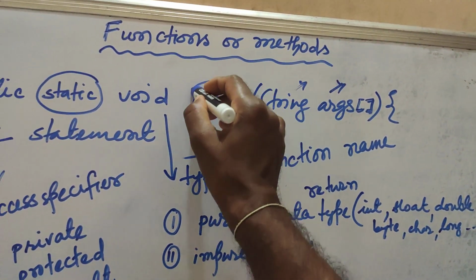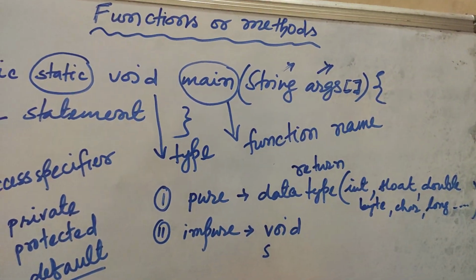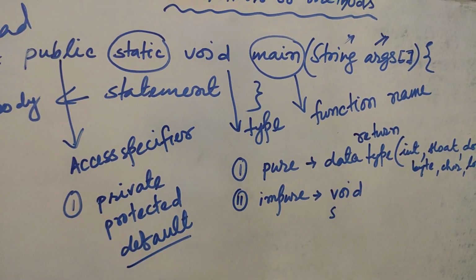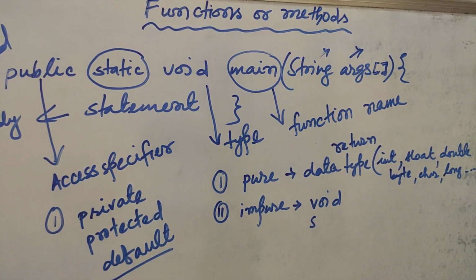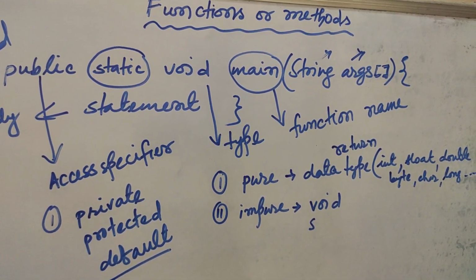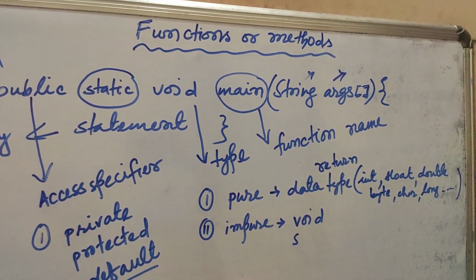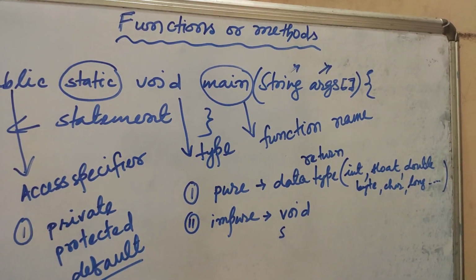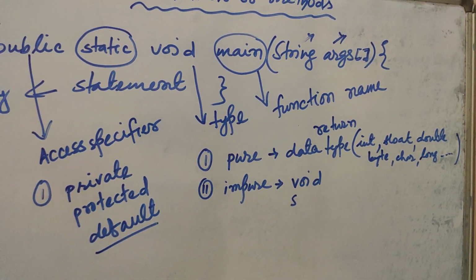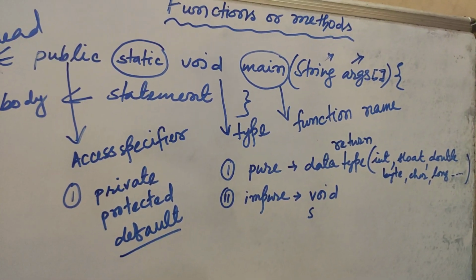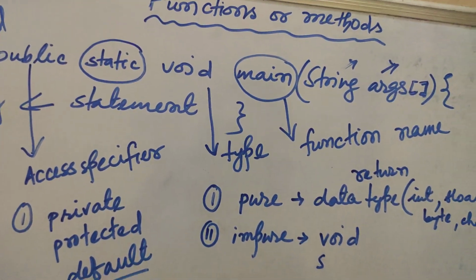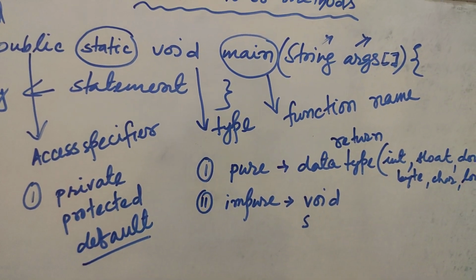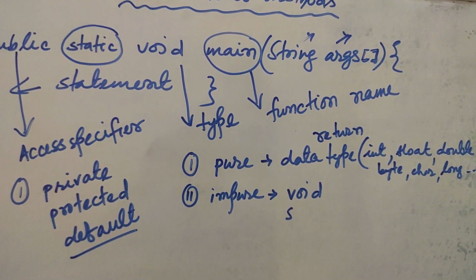Now main, this is our choice of name. The function's name should be our choice. The function's name follows the rules of an identifier, so the function's name is an identifier. Instead of main we can write ABC, or text, anything, but it should follow the rules for identifiers. It should be meaningful. It starts with an alphabet, not with a digit. No special characters are allowed except underscore and dollar sign.